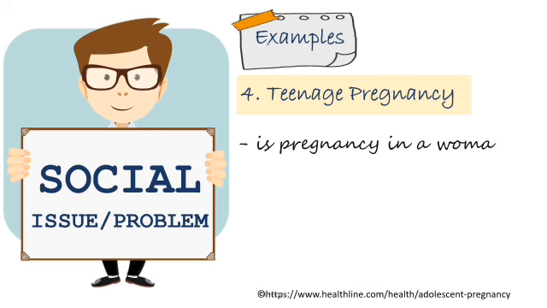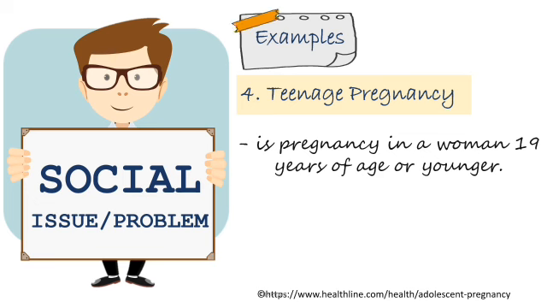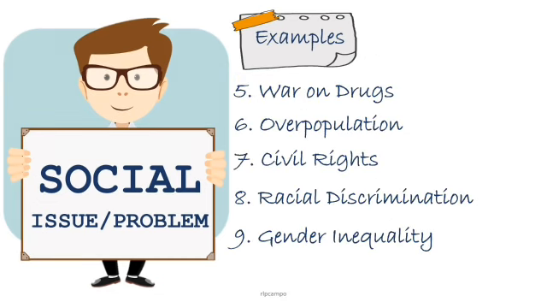The next one is teenage pregnancy. It is a pregnancy in a woman 19 years of age or younger. The Philippines has one of the highest adolescent birth rates among the ASEAN member states based on the recent World Bank data, with 47 births annually per 1,000 women aged 15 to 19. Other examples include war on drugs, overpopulation, civil rights, racial discrimination, and gender inequality.